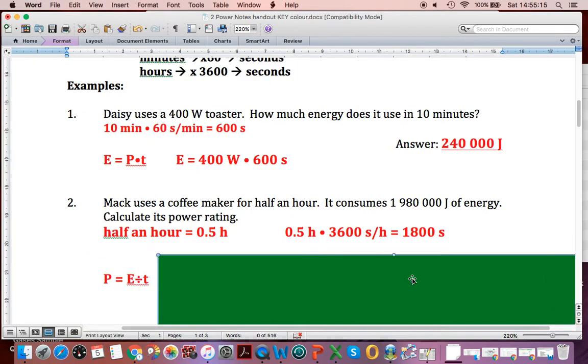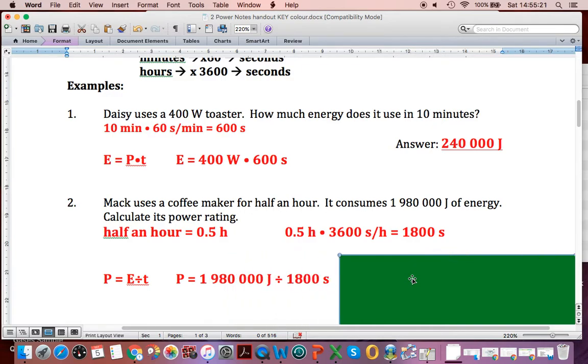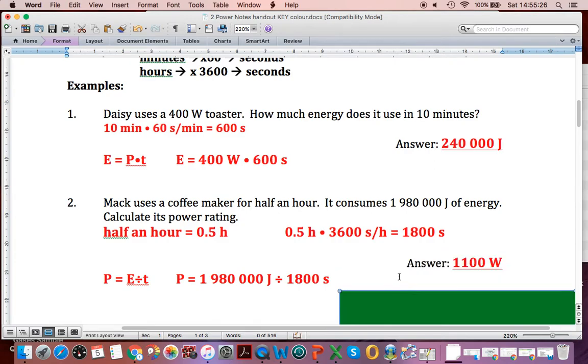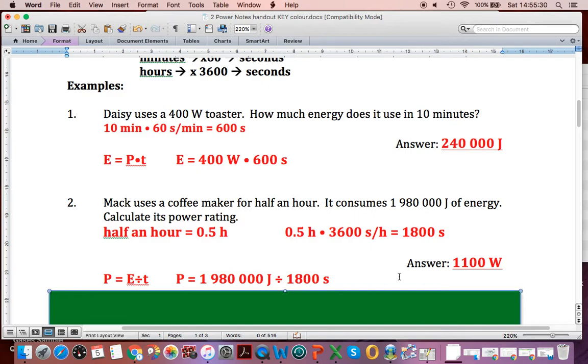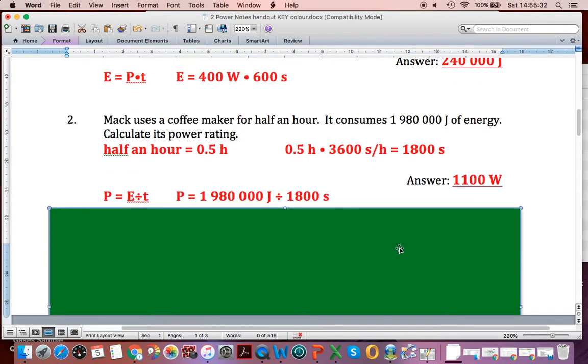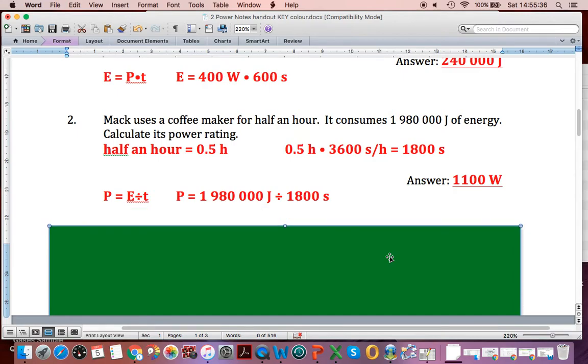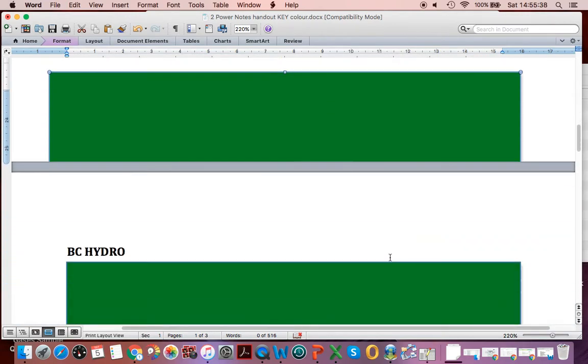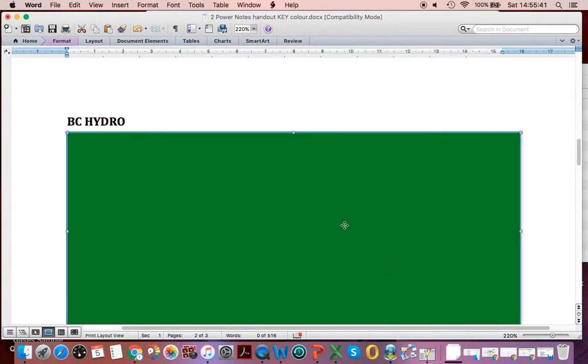So now we're ready to pop in our formula. P equals E divided by T. We're ready to plug in those big crazy numbers. And this is why you'll want to bring a calculator to class. And you get 1,100 watts. So that is a long time to use a coffee maker. And it may make you want to drink some iced tea. All right, let's see if we have more fun. We look at BC Hydro.